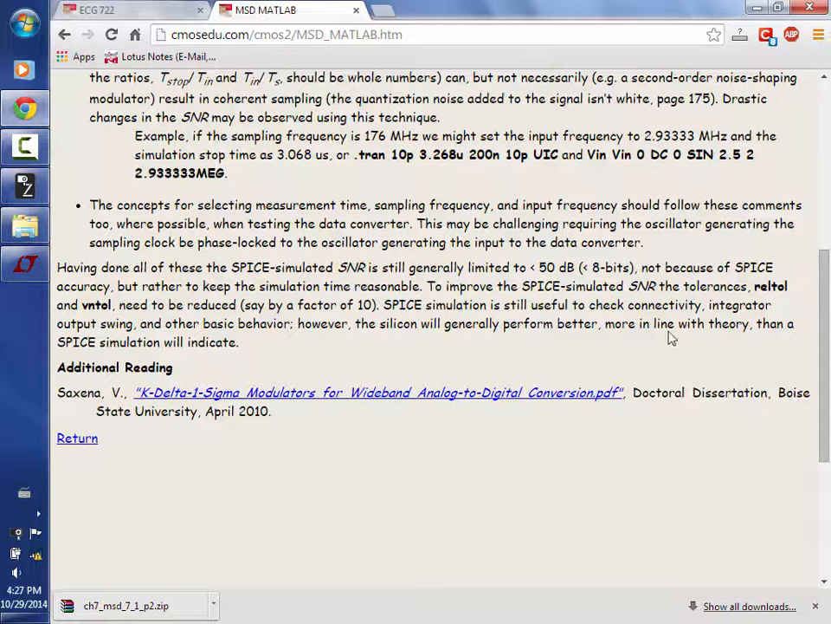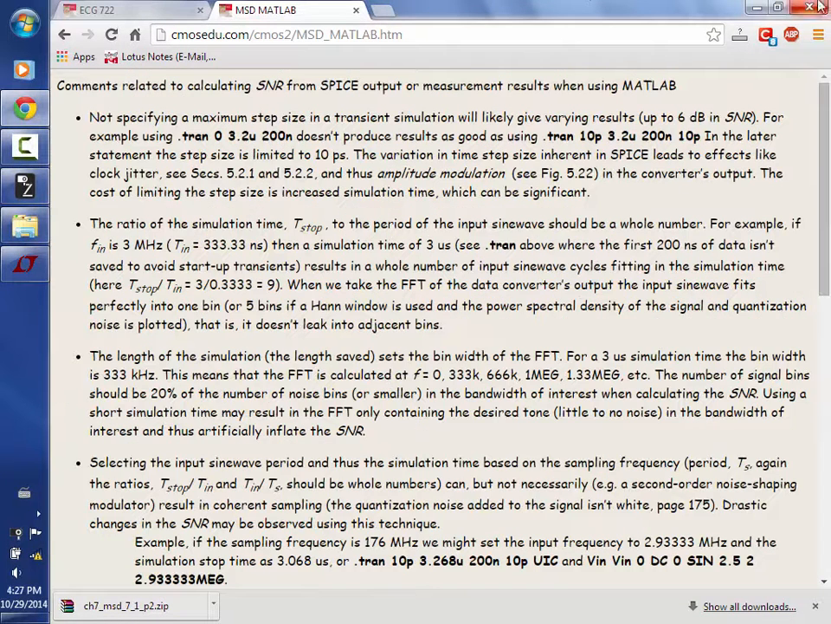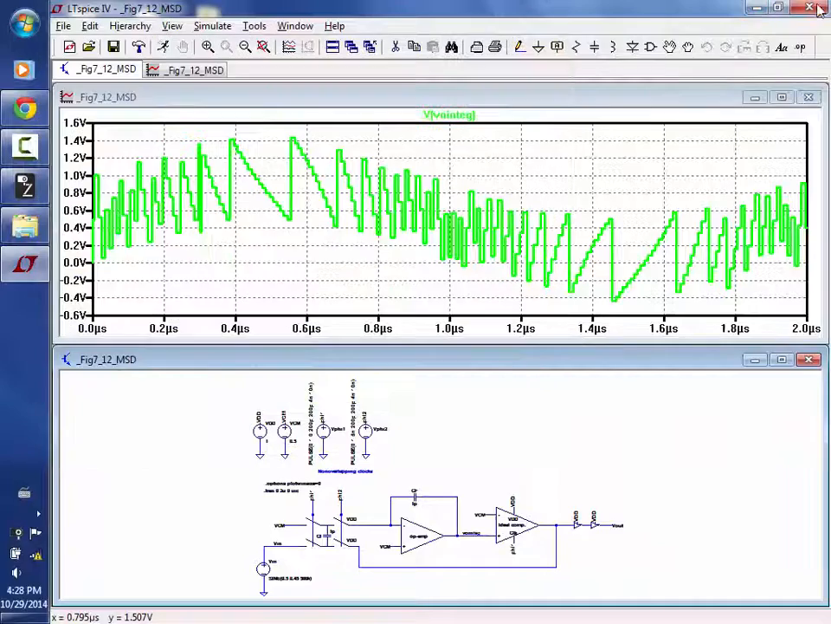Anyway, we'll talk about this more down the road. This is not just important for the projects, but also when you're testing data converters, to make sure you do the testing properly so that you get good results, because you can screw up the test really easily. Okay, all right. So let's talk about integrator gain.